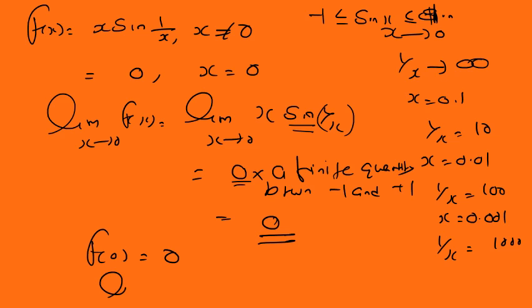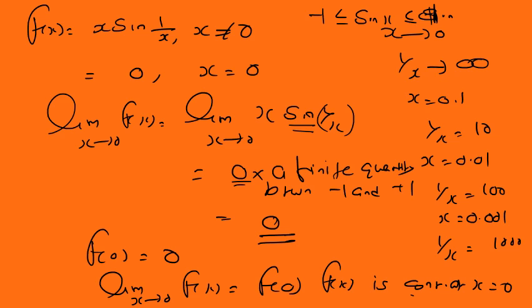Therefore what you can say, limit x tends to 0, f of x is equal to what? f of 0. So what you can conclude? f of x is continuous at x is equal to 0.